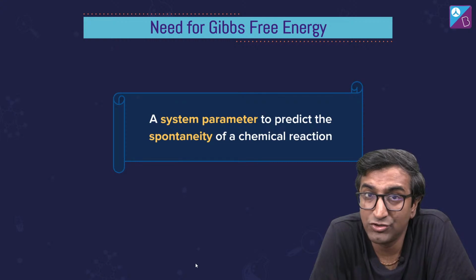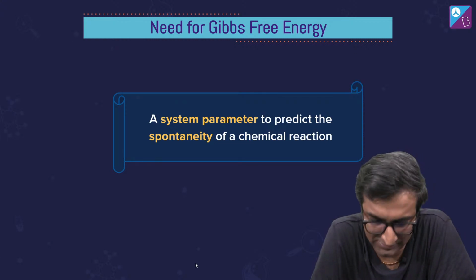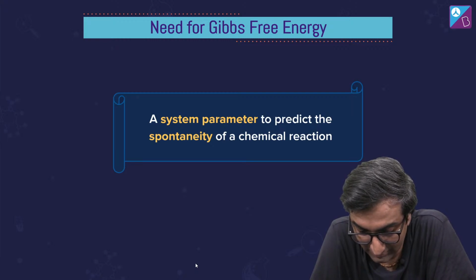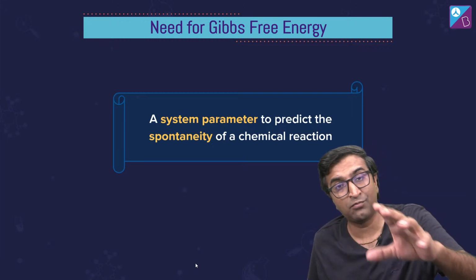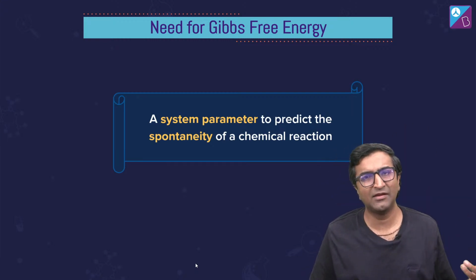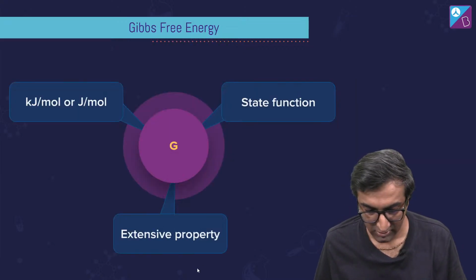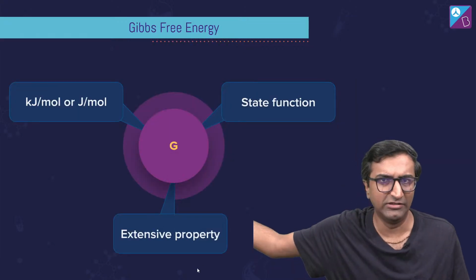It tells you how much useful work can be extracted from a system. Now, what on earth is this useful work? We'll talk about that. ठीक है. And also, it predicts the spontaneity of a reaction. Spontaneity तो अभी S थी, अभी इसको predict करने की क्या जरूरत है? Talk about that.